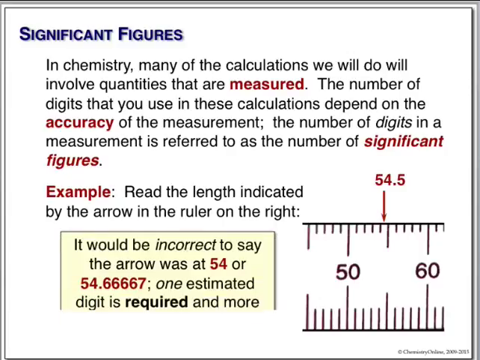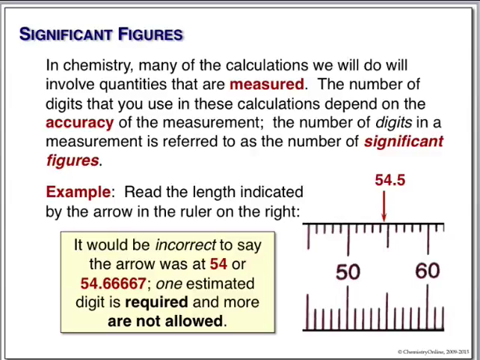If I was to say that it was 54, clearly that would be wrong. And if I said this was 54.6666667, that would be stupid, because there's no way you can tell what that is. The best guess you can get is that it's 54 and a half, about. This is the concept of significant figures.